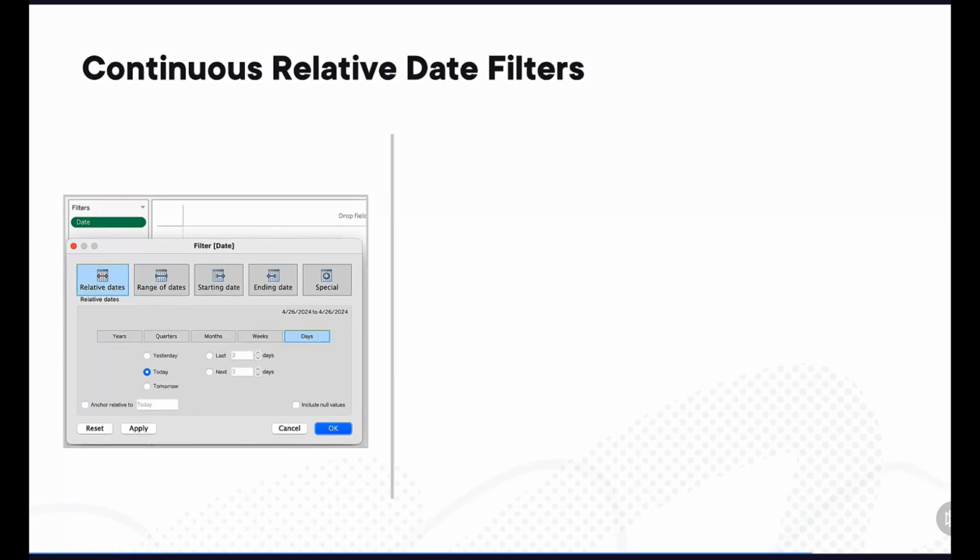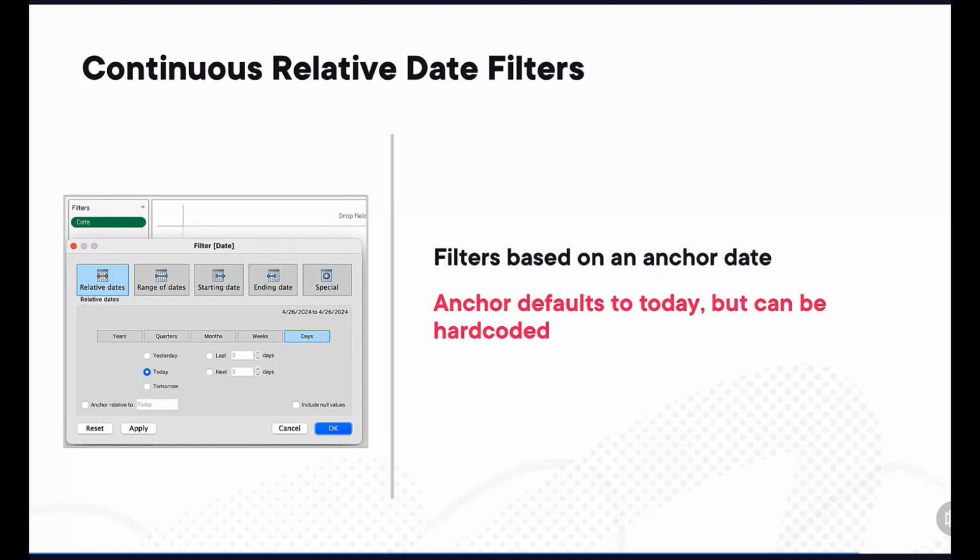And we have another option for dates when we drag them to the filter shelf. You could select a relative date filter. Tableau will filter date values based on an anchor date. The anchor date defaults to today, but can be hard-coded to a specific date. We have many options here where we could filter by the last or next n years, quarters, months, weeks, or days, compared to our anchor date, or even presets like yesterday, today, or tomorrow.